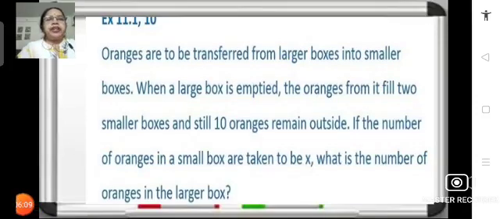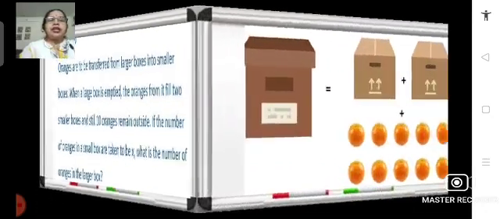Children, you have to be very attentive to solve this problem. This is very simple, but you have to be very attentive while solving it. Oranges have to be transferred from one large box to 2 smaller boxes. When the oranges fill the 2 smaller boxes, 10 oranges will remain outside. The number of oranges in each small box is x. So what is the number of oranges in the large box?